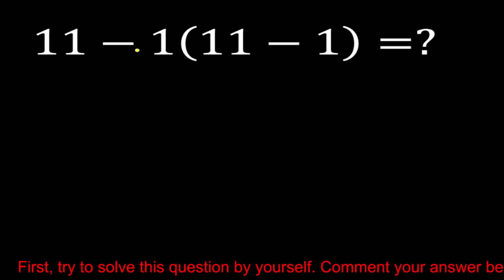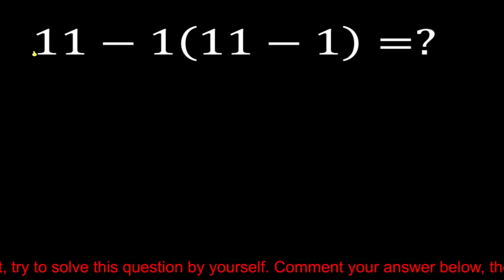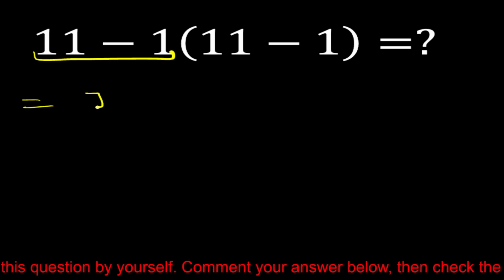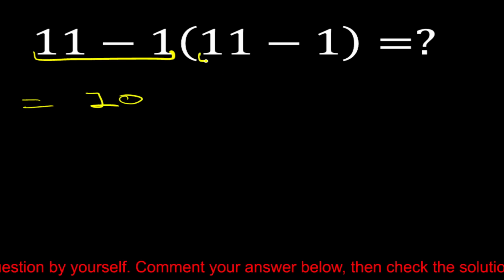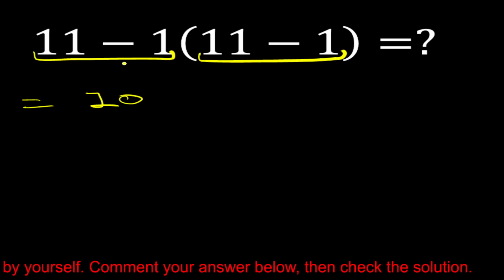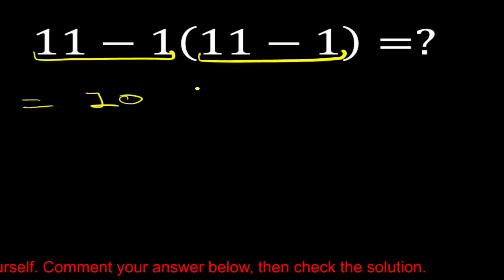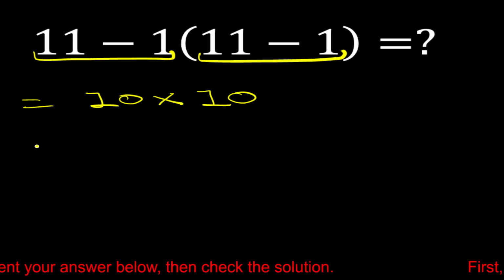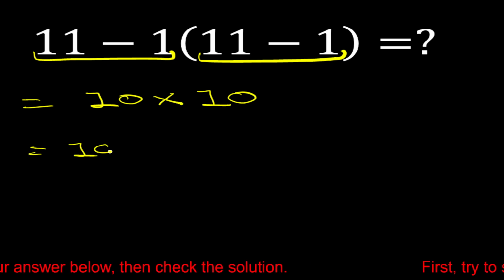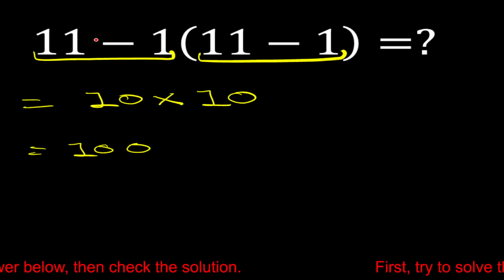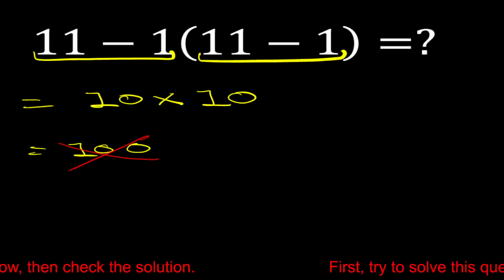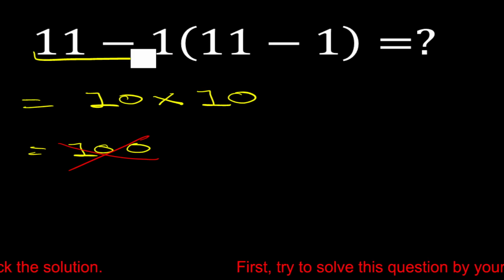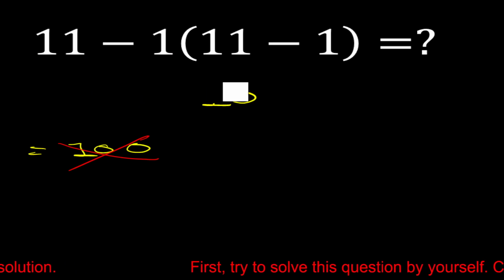Okay, so 11 minus 1 is equal to 10, then 11 minus 1 is equal to 10. Now 10 multiply 10 is equal to 100. Okay, but this answer is not correct. Comment your answer, what answer you get.